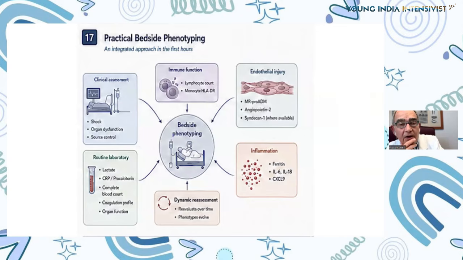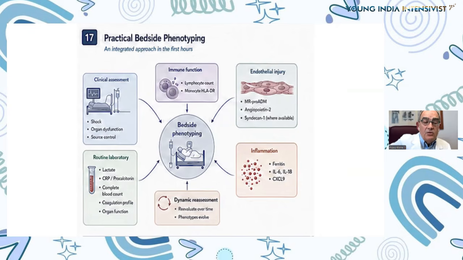Do we have practical bedside phenotyping that we can look at as a practical advice? I would say yes, because we could have a clinical assessment looking at the presence of shock, the organ dysfunction, the source control. This is easy. This is our everyday clinical life. Anybody of us is accustomed to recognize these situations.